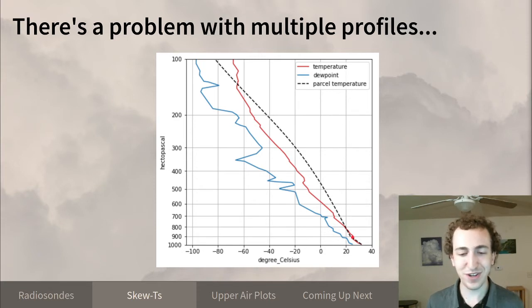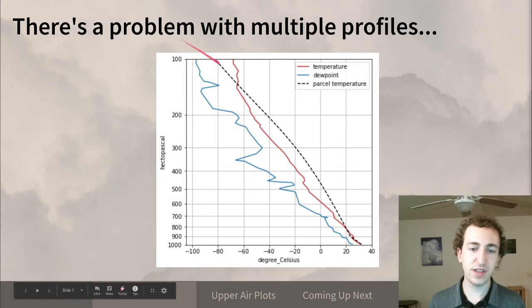Those details we'll get to with severe thunderstorms later in the course when we talk about stability. But if we're plotting multiple temperature profiles on this, it's hard to see the important differences where they're close together because, again, there's always this general pattern of decreasing as we go up.